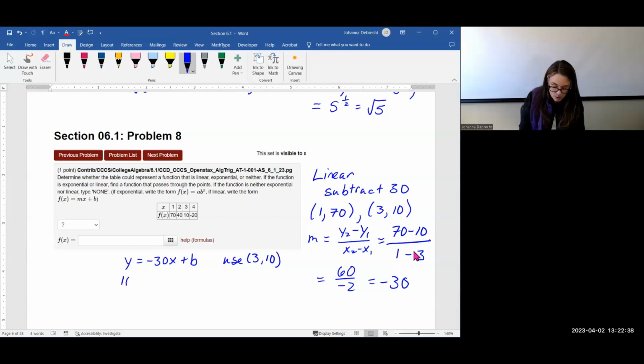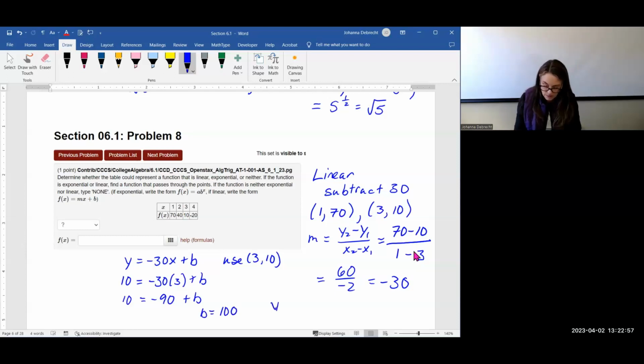And I'm going to use 3, 10. And this means when y is 10, the x was 3. And then I'm going to solve for b. So this gives me negative 90. So I have 10 equals negative 90 plus b. So I add the 90 and I get b equals 100. Okay. So this is my line, y equals negative 30x plus 100. And it did say to write it in slope-intercept form, and that's what we have.